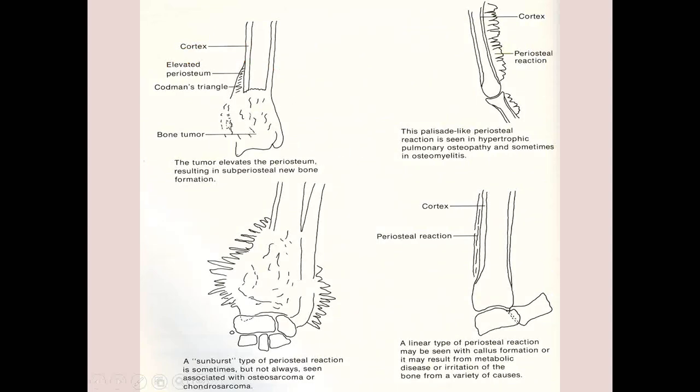Again, here's a bone tumor. Here's elevated periosteum. This is Codman's triangle because a bone tumor is undermining the periosteum, pushing it away from the bone. This reaction here is a palisade type reaction. It's like a bunch of sticks put in here. Sunburst, you see it looks like an explosion. This is usually associated with sarcomas and is not a good sign. This is just a periosteal type reaction here, more of just a linear type reaction.